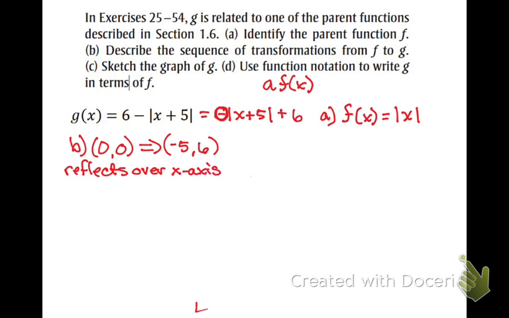The A is 1, right? So if it was 6, we'd say it was narrower. If it's 1/6, we'd say it was what? Wider? Yes? Okay, so that's B.